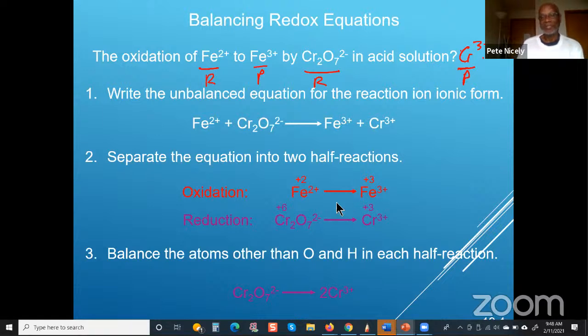Now, there are other situations where you may not be able to do that. You may need to add numbers. In fact, we're going to see another example where we need to make changes to both the oxidation and reduction half equation, all right? But in this case, the only one that needs modification is the reduction half equation because you have a 2 here for the chromium, which means that you're going to need 2 chromiums here. So that's why we have the 2 here, all right? Okay, so that's what happens in step number 3. We balance all atoms other than oxygen and hydrogen in each half equation.